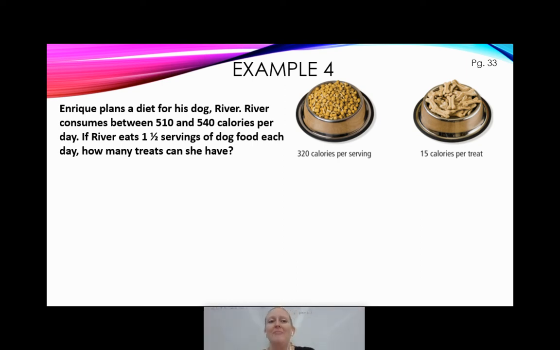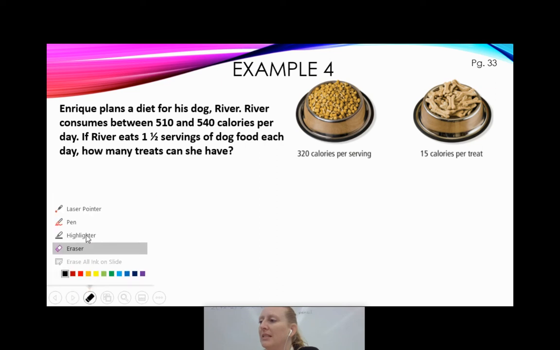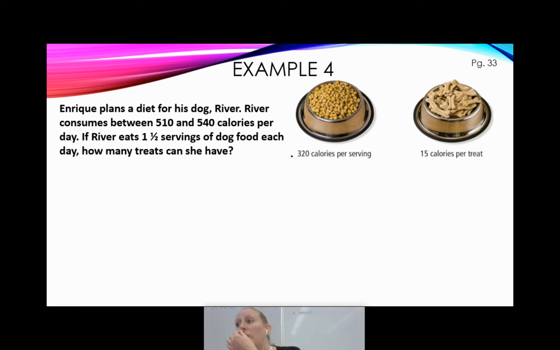It was gone. So Enrique has discovered this problem. And Enrique plans a diet for his dog, River. Is the dog's last name Song? I'm not sure. So River consumes between 510 and 540 calories per day. And we're trying to keep River within that limit. So here's the deal. If River eats 1.5 servings of dog food each day, how many treats can she have? Well, I see that a serving of dog food is 320 calories, and she's getting 1.5 of those each day. And I can also see that her treats are 15 calories each. And we want to keep her between 510 and 540.